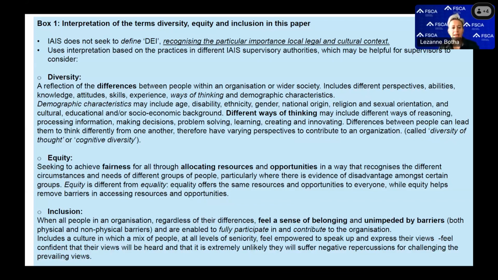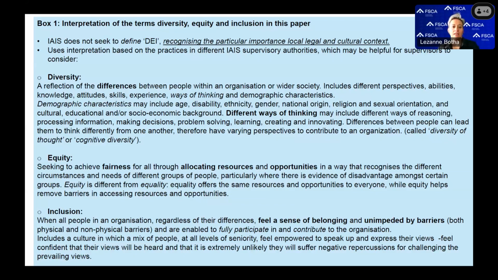Equity is considered to be aimed at seeking to achieve fairness for all through allocating resources and opportunities in a way that recognizes the different circumstances and the needs for different groups of people, particularly where, for example, there's evidence of disadvantage among certain groups. The explanation also distinguishes between the difference between equity and equality.